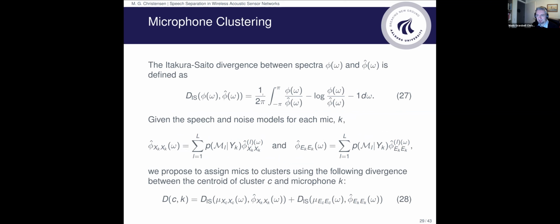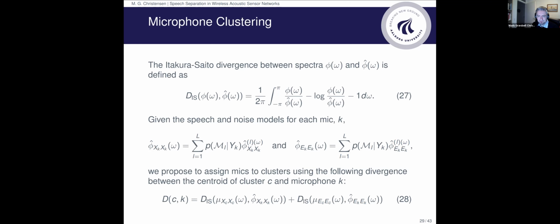This is given by the expression that we've seen here, and it has been used extensively in speech and audio processing for many, many years. It's the integral over the entire spectrum of the ratio between the two spectra minus the logarithm of the ratio between the two spectra. In our case, for each mic K, the speech and noise models were given by these two expressions. We had all the candidate models weighted by their posterior probabilities, and then added up.